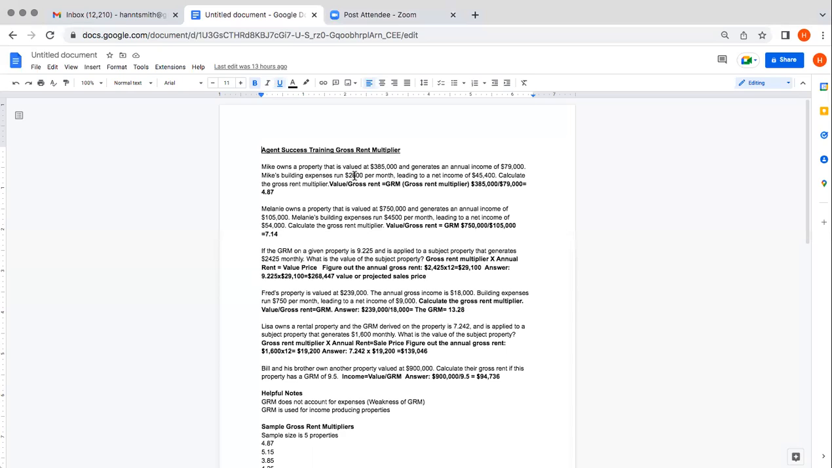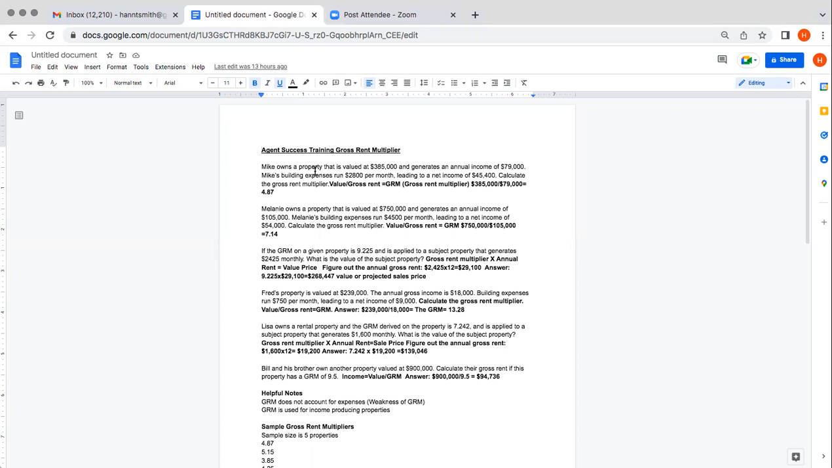Now, this is a typical question that you'll probably see on a test with unnecessary information. Just earlier, I had told you that the expenses is the drawback. The lack of accounting for expenses is the drawback of the gross rent multiplier. Now, it's right in the name, gross rent. So if you're taking out or accounting for expenses, it's not gross rent.